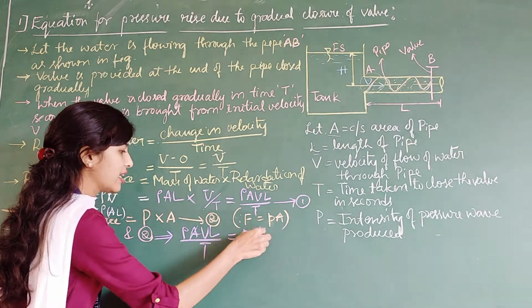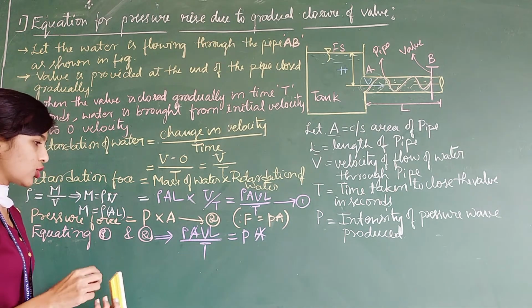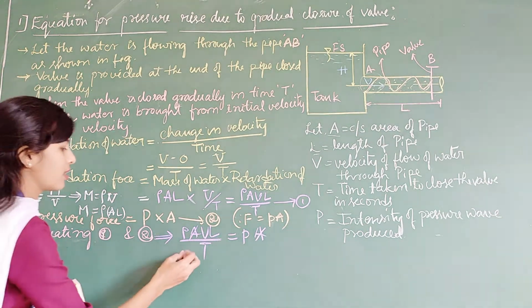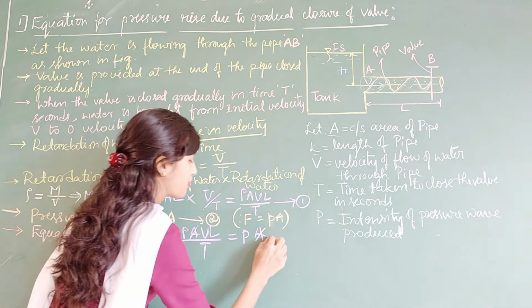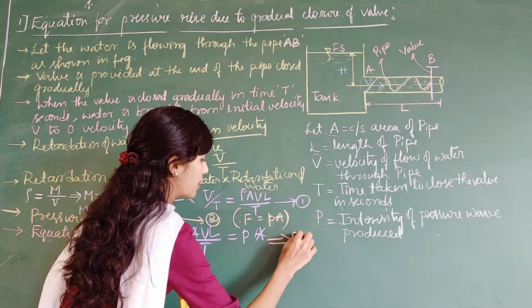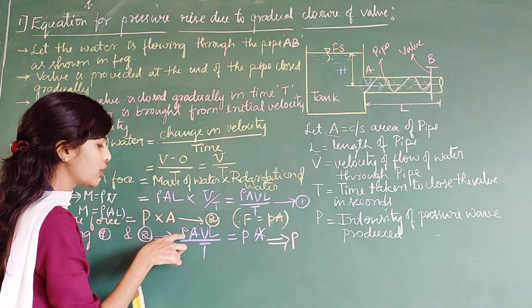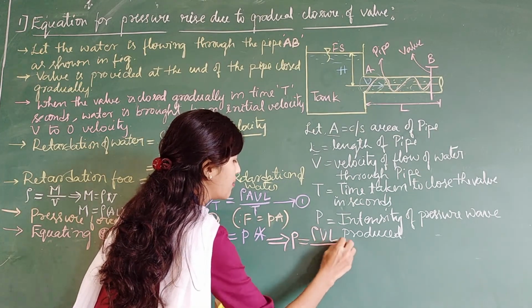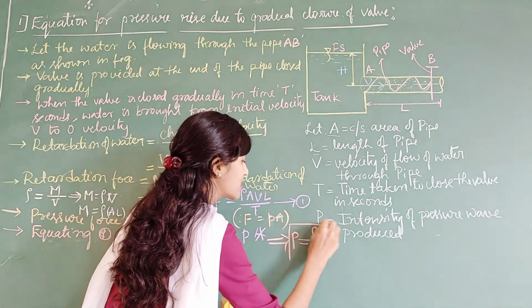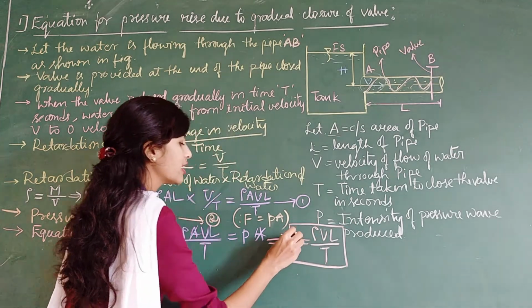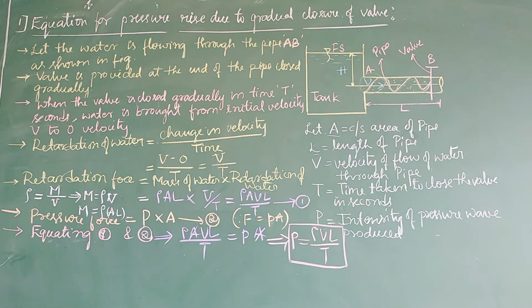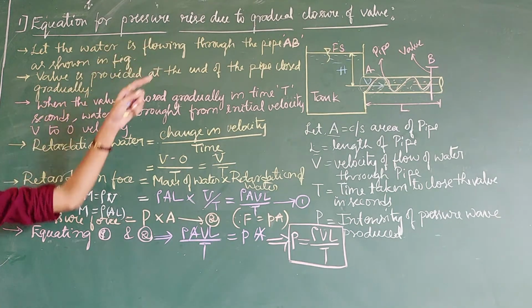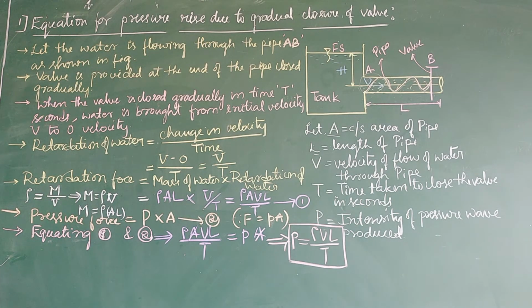So area will get cancelled, and you will get the equation for pressure. From this you can see P is equal to rho V L by T. So this is the equation for intensity of pressure, the pressure rise due to the gradual closure of the valve.